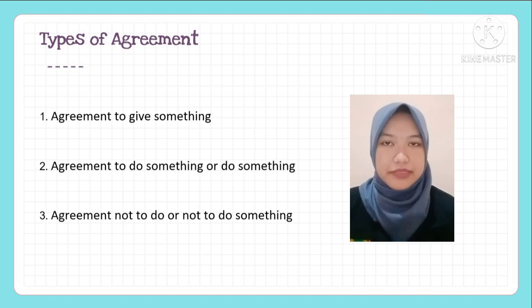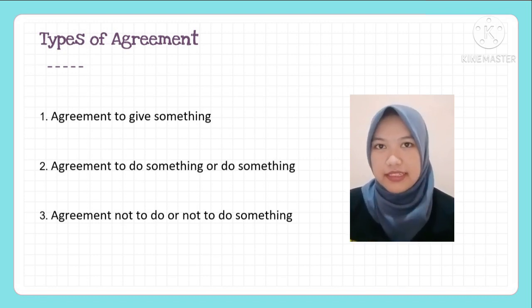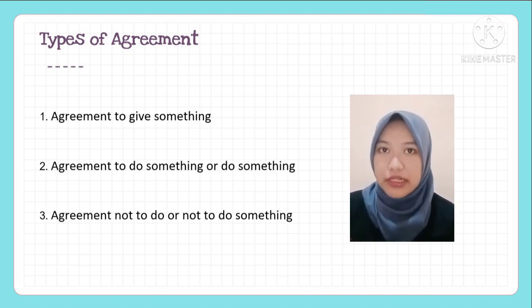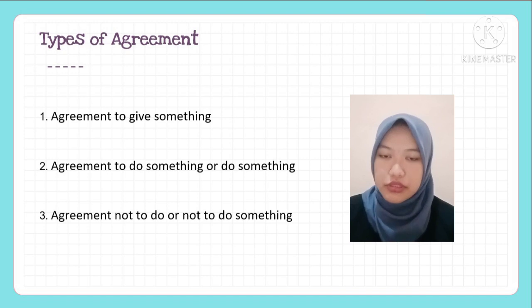The types of agreement. The first is agreement to give something. An agreement to provide something is an agreement that occurs when one party or both parties are required to provide something in the form of money, goods, or something else.